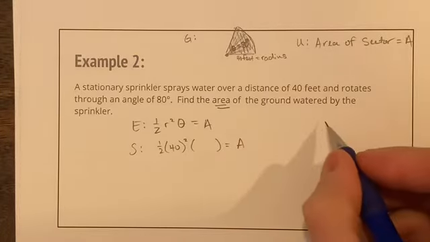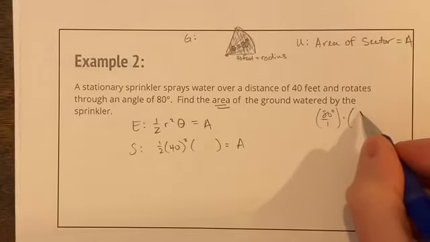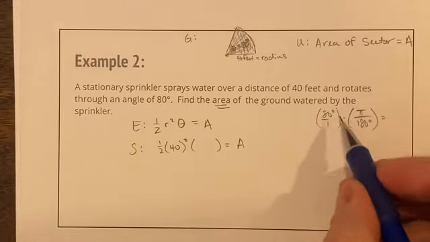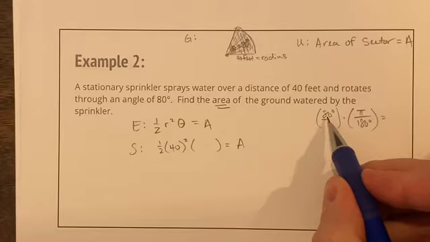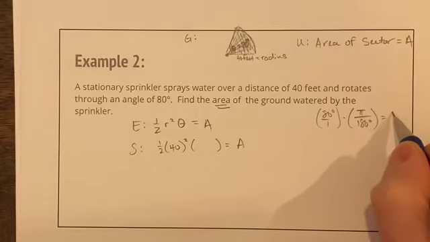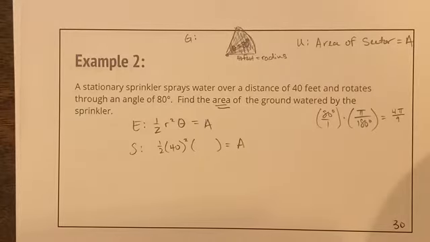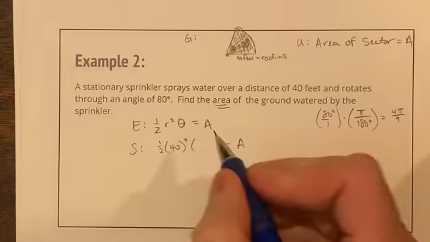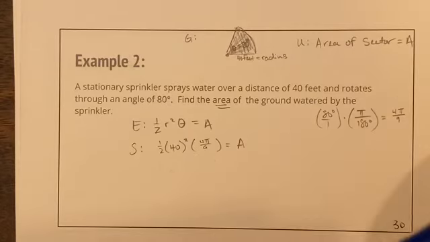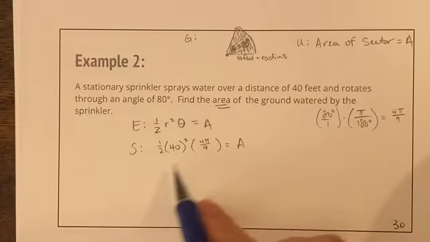So off to the side, we're going to have to convert 80 degrees into radians. We'll multiply this by pi over 180 degrees. Well, let's see. 20 goes into 80 4 times. 20 goes into 180 9 times. So we have 4 pi over 9. So that will be our radian measure. That goes here, 4 pi over 9. Don't worry about converting that to a decimal or anything. We're going to actually use this as a fraction to help us simplify.